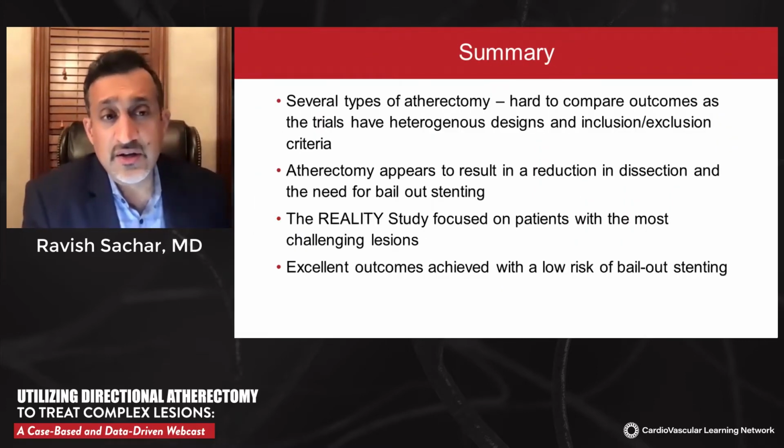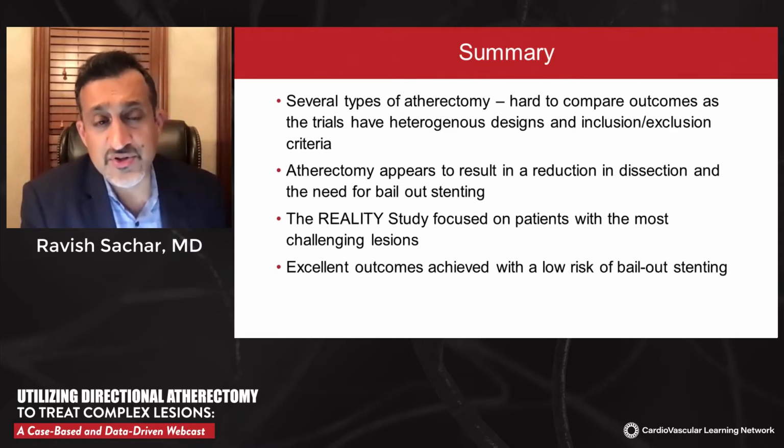So in summary, there are several types of atherectomy that are available to us. It's hard to compare outcomes of these atherectomy devices when used in the femoropopliteal segment because the trials have had heterogeneous designs and the inclusion and exclusion criteria have been different. However, atherectomy uniformly appears to result in a reduction in the risk of dissection and the risk of bailout stenting if angioplasty follows atherectomy. The REALITY study, which included very challenging patients, showed excellent outcomes in this challenging group of patients, and these outcomes were achieved with a low 8.8% risk of bailout stenting. So thank you for your time, and Eric, I'll turn it over to you.